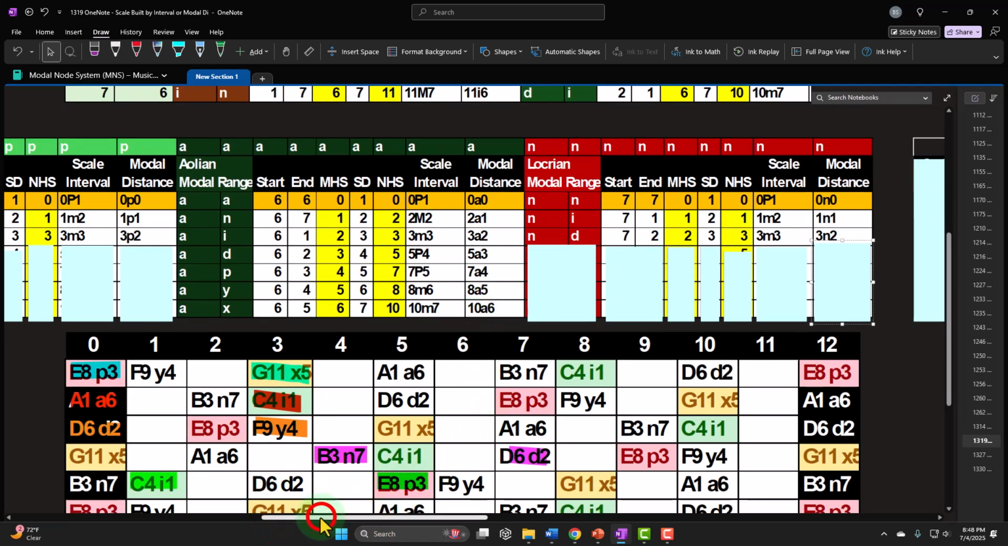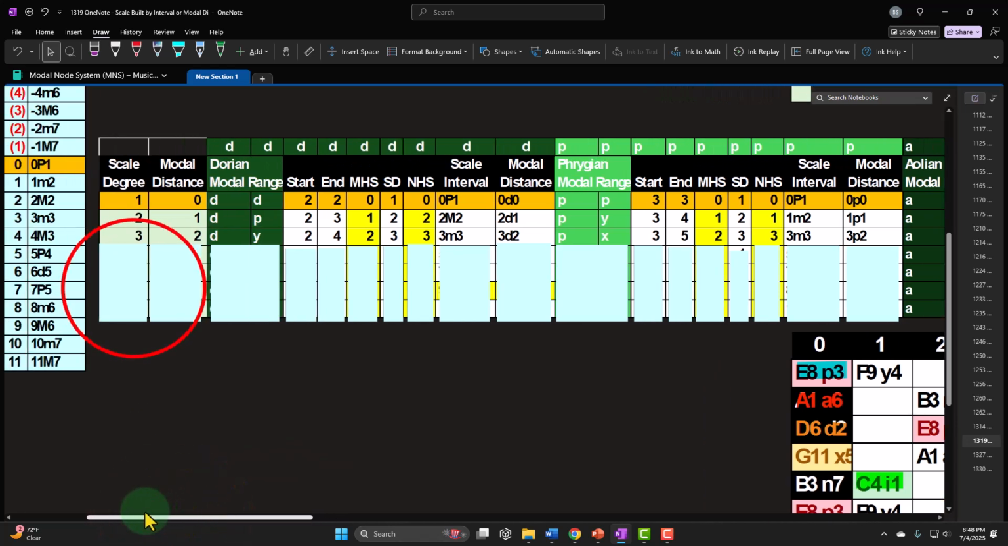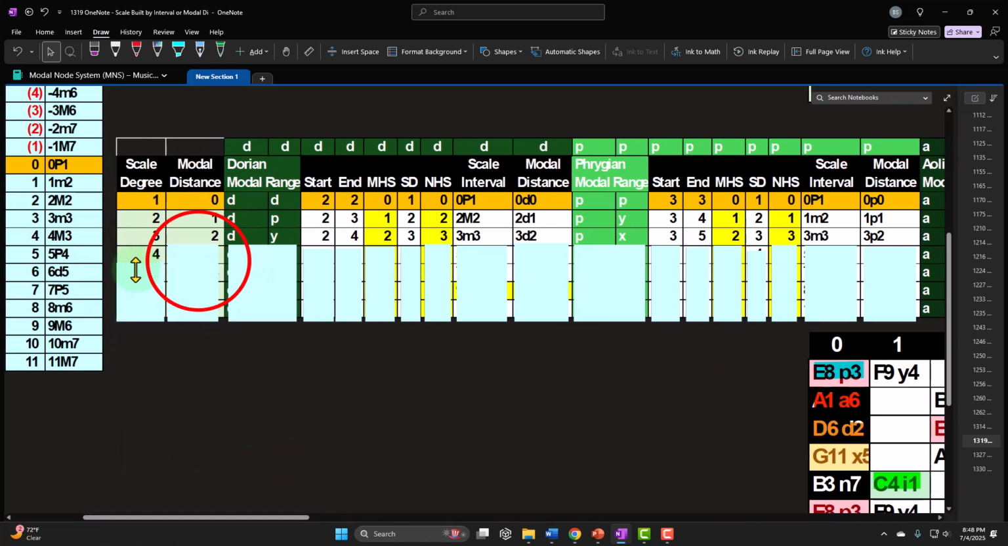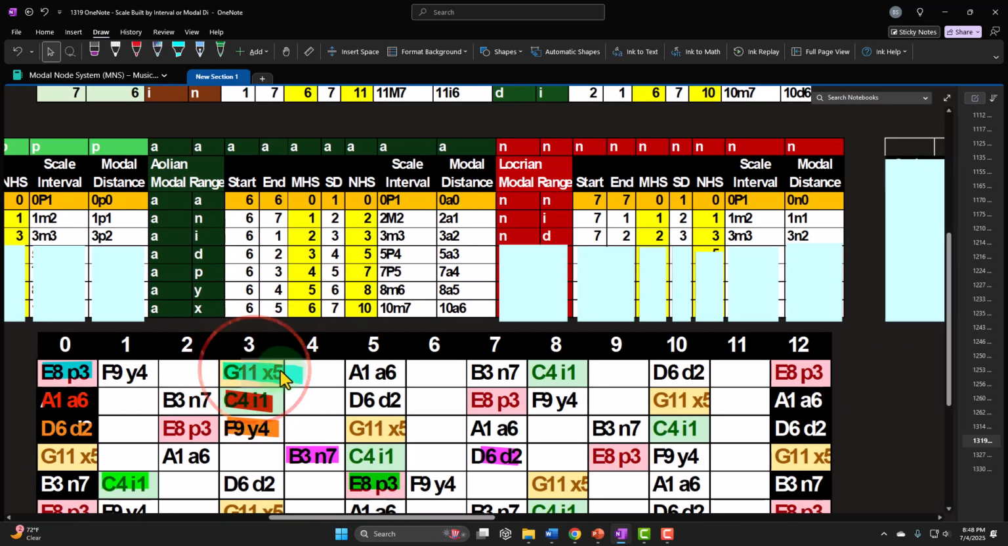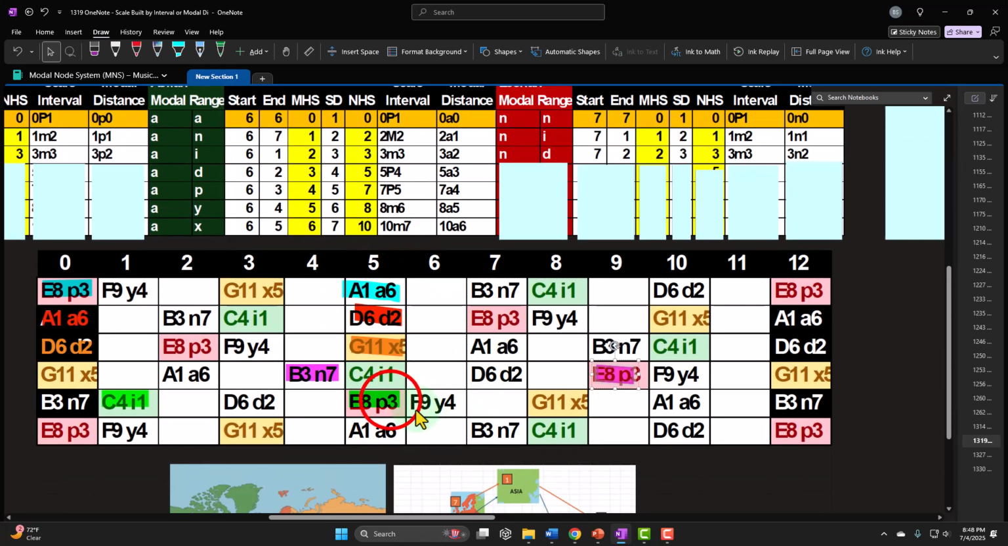All right, let's say we go up then. Let's say we go up to the 4th scale degree, which is 3 continents to the right, a 3 modal half step distance. So from the Phrygian, that would take me to the Aeolian, a 3-6 modal range. From the Aeolian, it would take me to the Dorian. From the Dorian, it would take me to the Mixolydian. From the crazy Locrian, it would take me to the Phrygian. And then from the Ionian, it would take me to the Lydian.